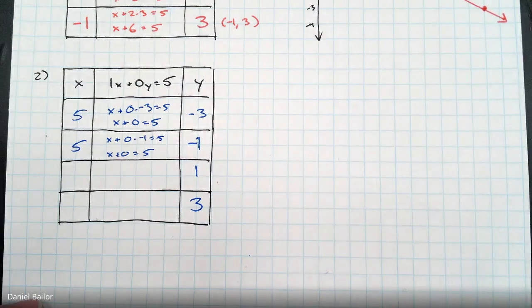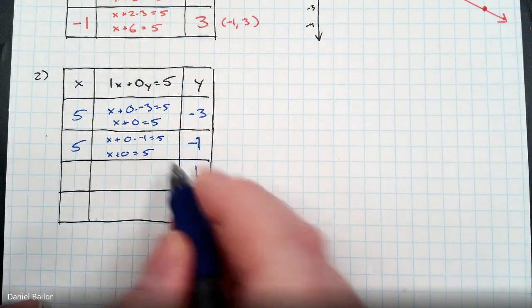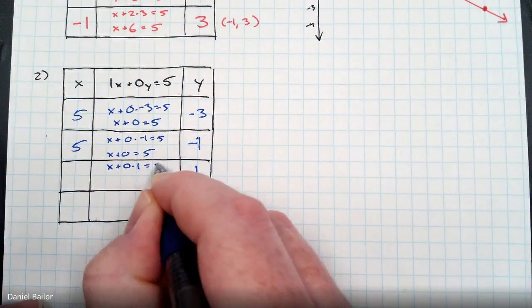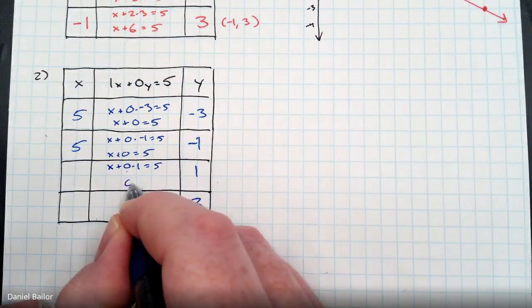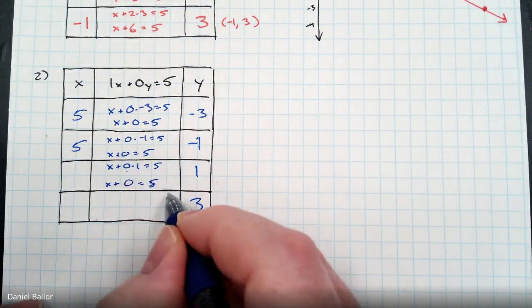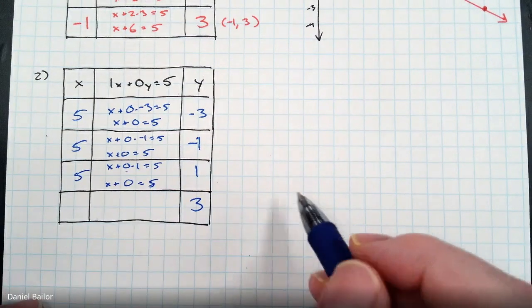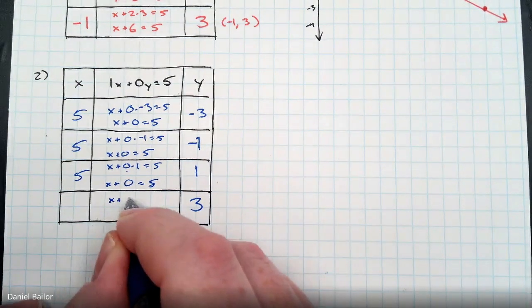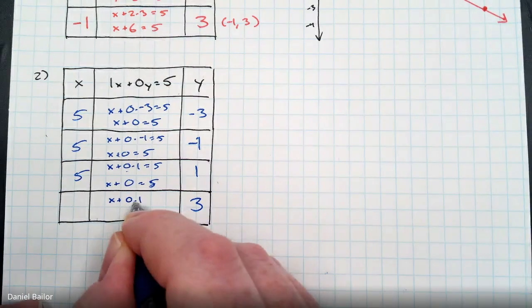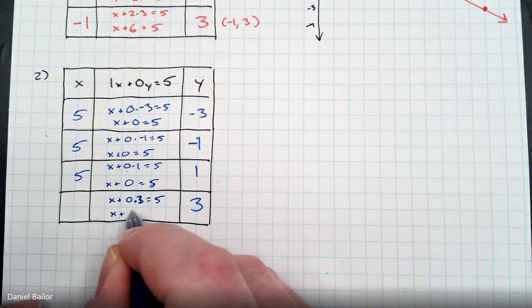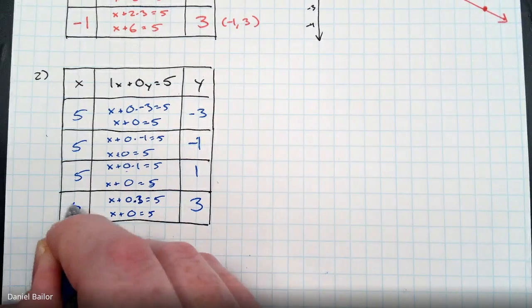Curious. Let's try this one when y is 1. x plus 0 times 1 equals 5. Well, 0 times 1 is 0, so I get x plus 0 equals 5. x is 5 again. Make a prediction. What's x going to be for this one? x plus 0 times 3 equals 5. That's x plus 0 equals 5. x is 5 again.